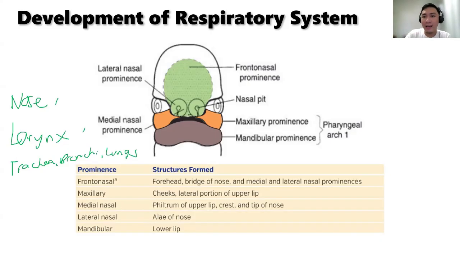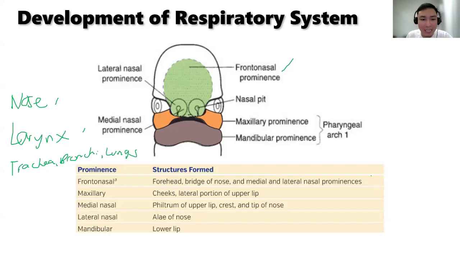So, we know that we have 5 prominences. We have the frontonasal prominence, frontal bone kasi ito, di ba? Frontonasal. So, hanggang dito. So, frontonasal prominence. So, which gives rise to the lateral nasal prominence sa gilid, lateral. And then medial nasal prominence sa gitna. And then maxillary prominence, very easy. Maxilla is the maxillary bone here, di ba? Forming the cheek and the lateral portion of the upper lip kasi ito yung maxilla. So, upper lip siya. And then the mandible. So, of course, the lower lip.